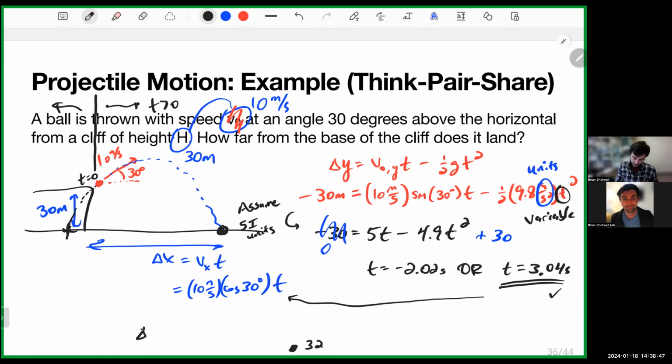So it looks like delta x is equal to 10 meters per second times cosine of 30 degrees. Make sure your calculator is in degrees, or you convert that to radians. And the time is 3.04 seconds. It looks like we get 26 meters right here.